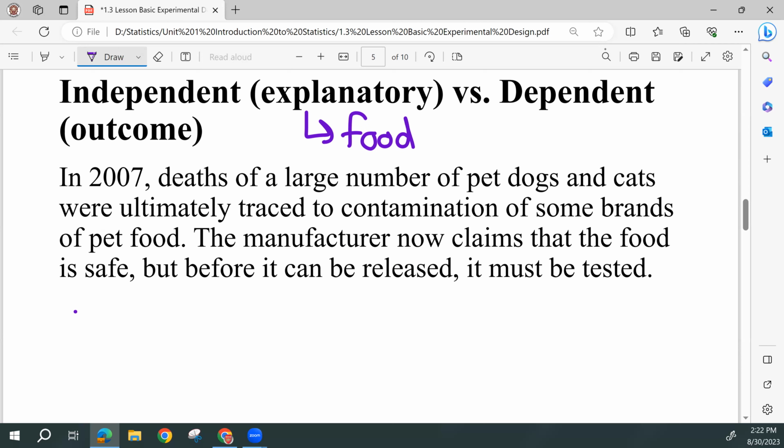So if we were to do an experiment here, we would be feeding our dogs and cats this new food. And then we'd also probably want to feed a group of dogs and cats some other food, maybe some other brand food, just to be able to compare the health of the dogs and cats after eating the new food versus a food that we already know is safe. So in this case, the outcome would be the health, health, that's how you spell it, of our pets.